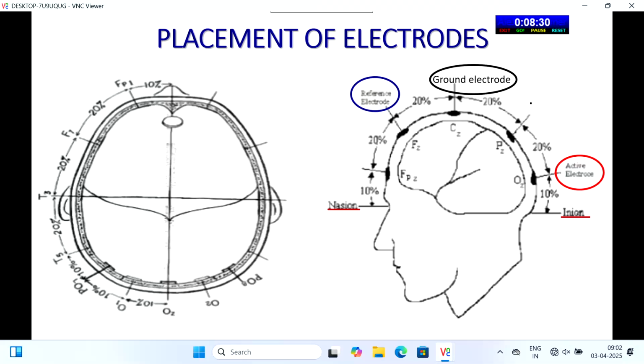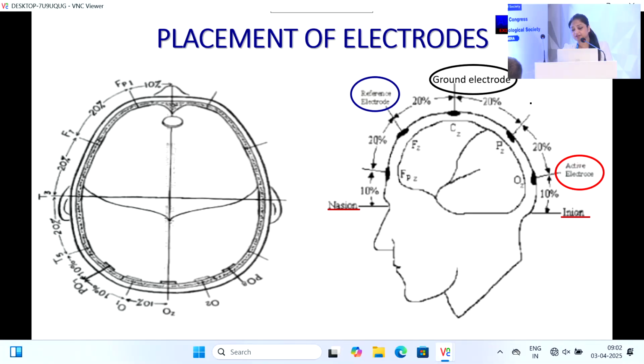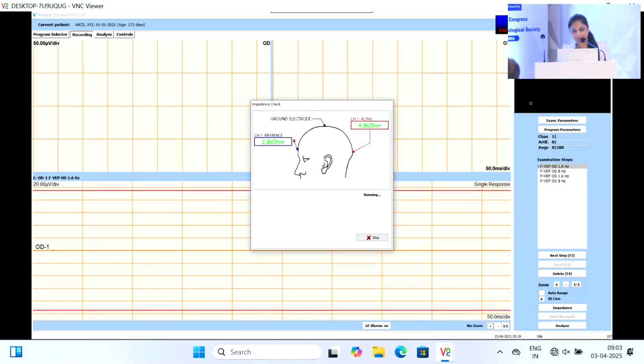The impedance is less than 5 kilo ohms. The active and reference electrode impedance difference should be less than 20%. The head is divided from nasion to inion based on the international 10-20 rule. The reference electrode is placed at FZ, the ground electrode is placed at CZ, and the active electrode is placed at OZ. Z signifies the midline structures. This is the recording arm.